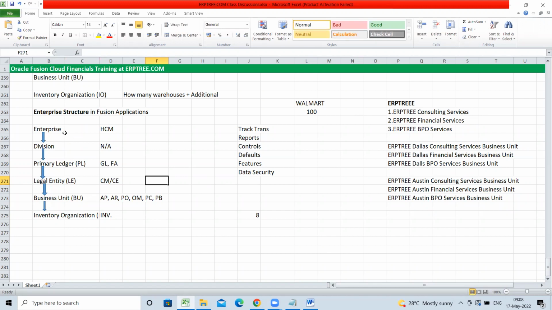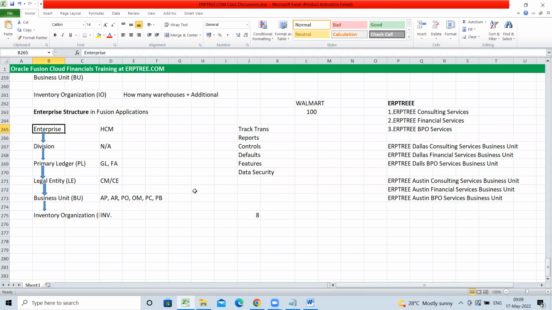Lakshman, in a real implementation, is the financial consultant going to wait for the creation of the enterprise, or can we proceed by editing our name rather than waiting for the HCM consultant? You don't need to touch it. Without touching, you can proceed with your setups. There will be default setups. Oracle is providing the default enterprise. So you can go ahead and create your primary ledgers, legal entities, business units.